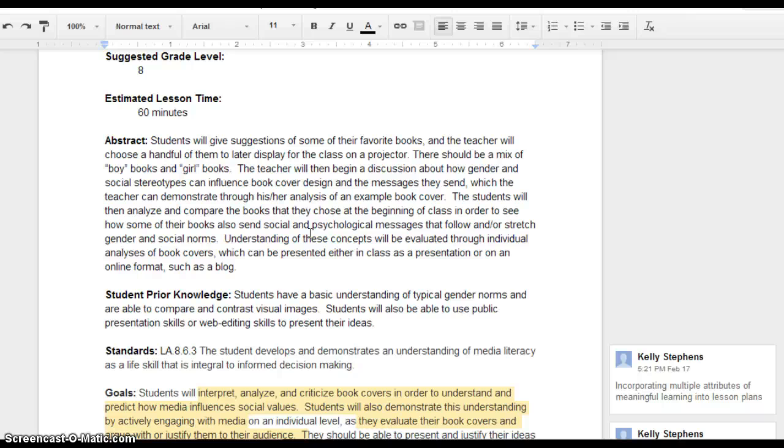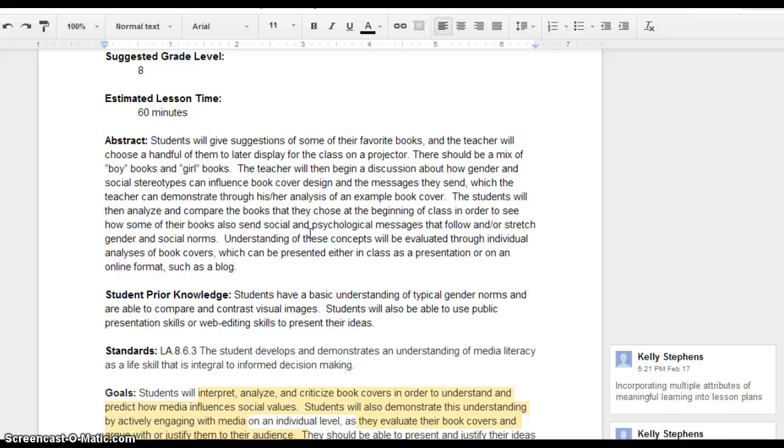So at the beginning of class, students will give suggestions of some of their favorite books to the teacher, and the teacher can make a list that they'll use later on in the class. The teacher should make sure that there is a good mix of boy books and girl books, so books that are specifically targeting a boy audience or a girl audience.